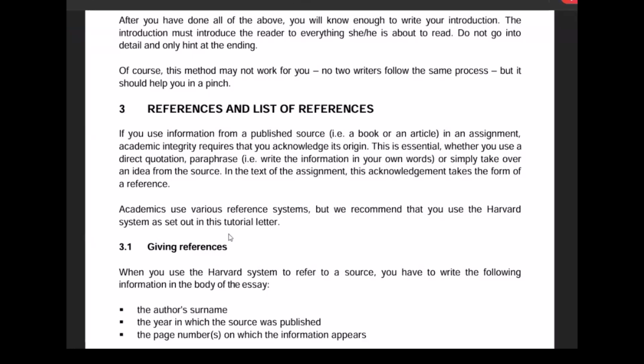references and list of referencing. Okay, so it also says here, if you use information from a published source, whether it can be a book or an article or a journal in your assignment, right? You need to make sure that you acknowledge its origin, because if you do not, that's plagiarism. So this is important, right? Whether you use a quotation or paraphrasing, you need to acknowledge, okay?